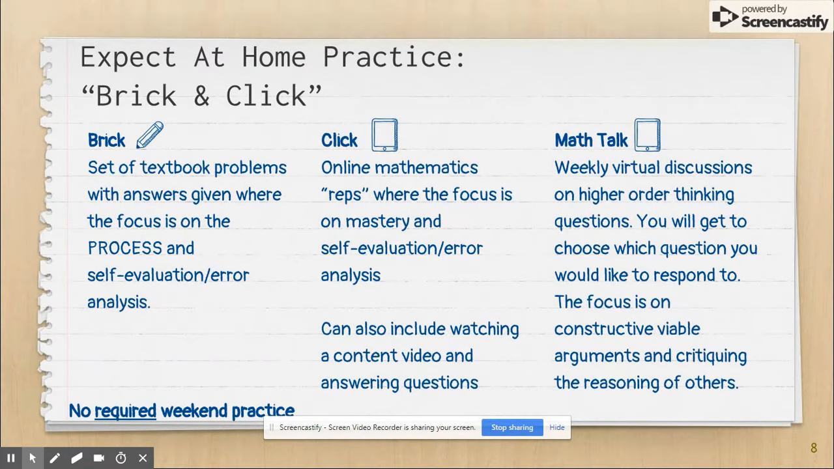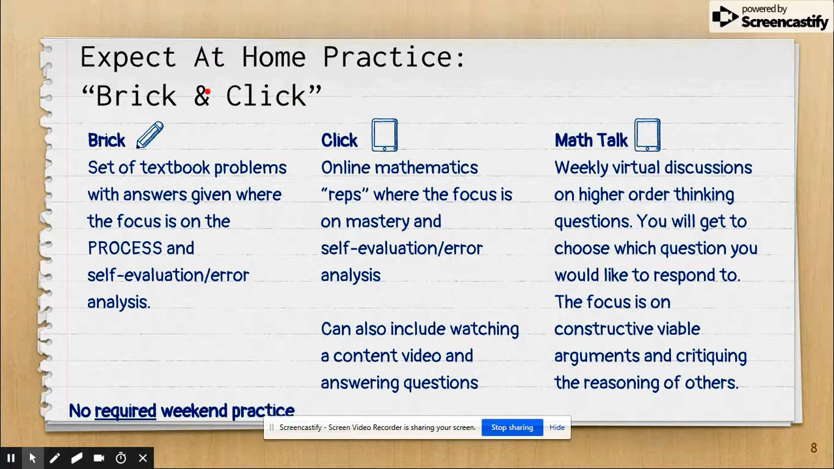So here's another big expectation that's unique to my class. Expect at-home practice. And I try not to call it homework because homework has a very negative connotation, and also because this is practice, not work. You're practicing those skills. And my practice is called Brick and Click.